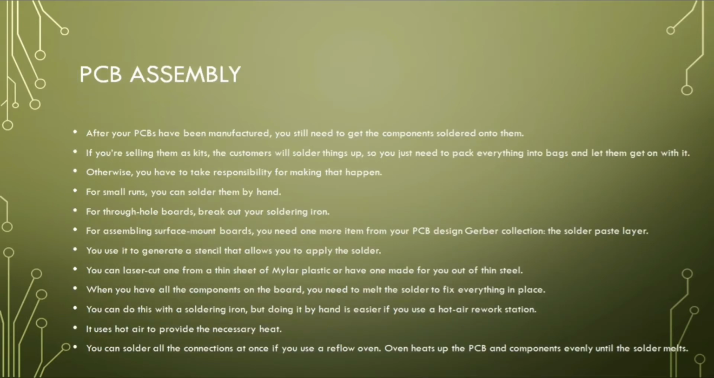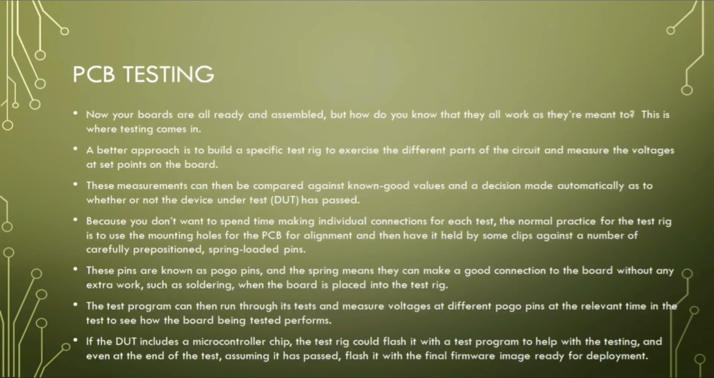After your PCBs have been manufactured, you still need to get the components soldered onto them. For small runs, you can solder them by hand. You can also use surface mount assembly. After your boards are ready and properly assembled, you need to test them. Automated assembly processes already provide a few testing steps. Assembly lines can include automatic optical inspection, where a high-resolution camera inspects some aspect of the board and its components.